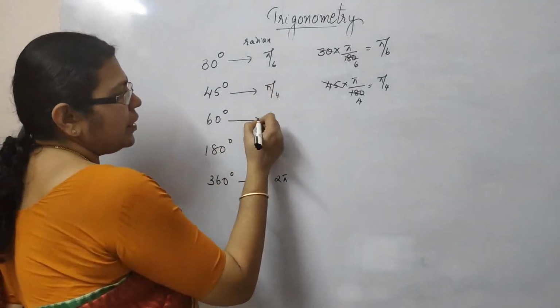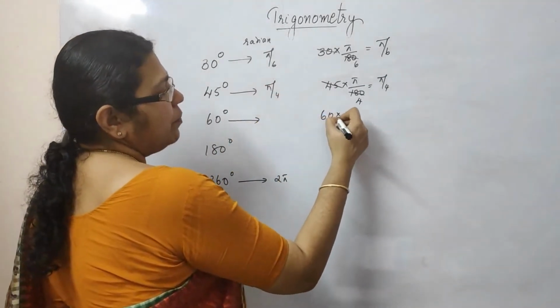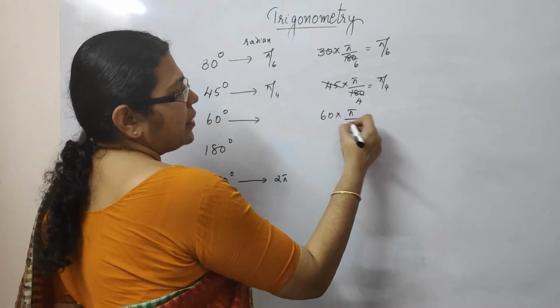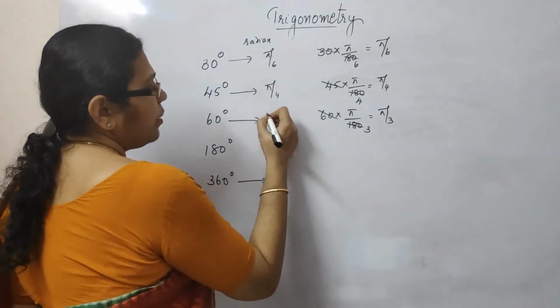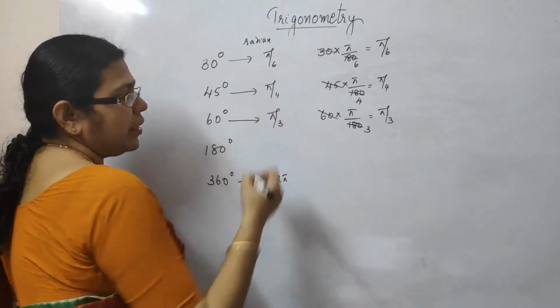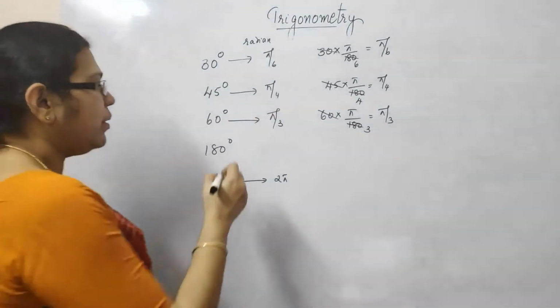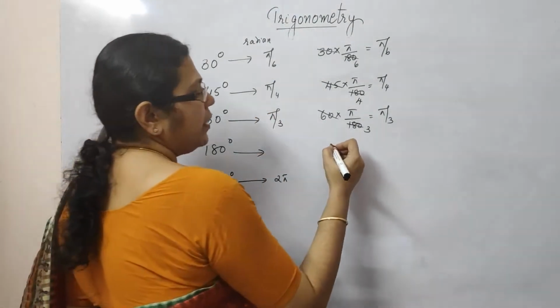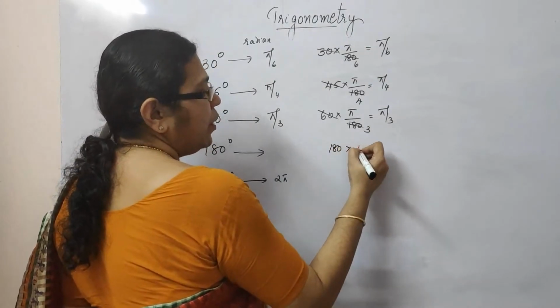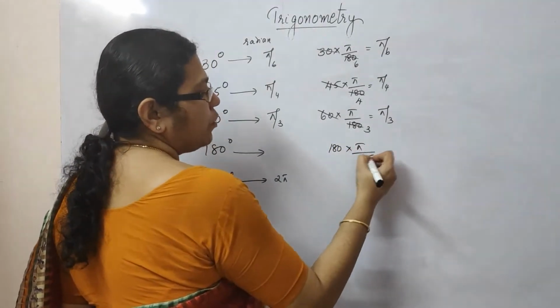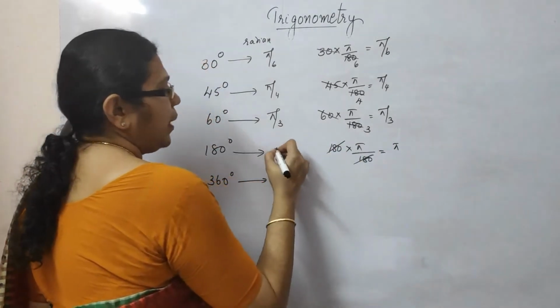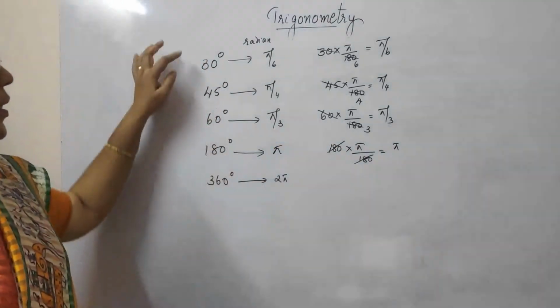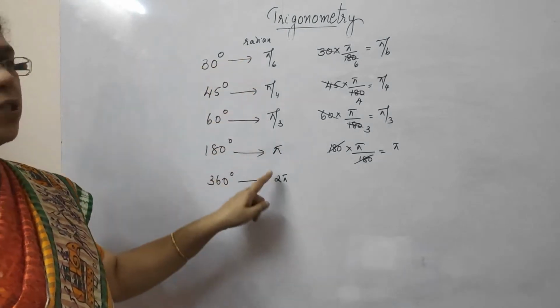Then comes 60 degrees. 60 into pi by 180 gives you what? Pi by 3. So the radian measure corresponding to 60 is pi by 3. Now coming to 180 degrees. 180 degrees means 180 into pi by 180. So 180 and 180 cancel to give you the value pi radians. So these are the corresponding measures in radians.